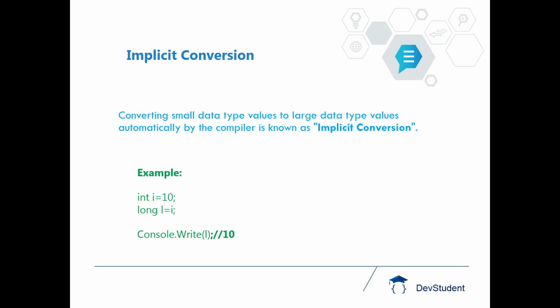If you want to print the value inside L, you can write Console.Write of L. It's going to print 10. This is how implicit conversion takes place. In this example, I have converted the value 10, which is of int type, to long type automatically by the compiler, and it's called implicit conversion.